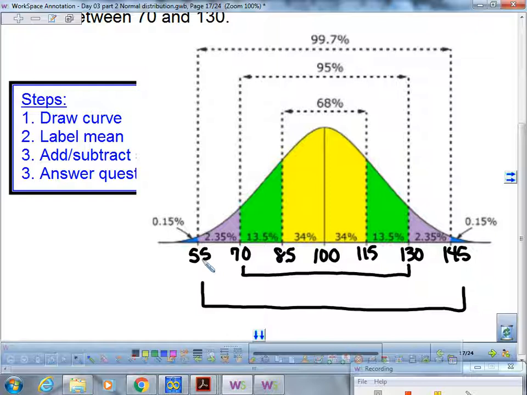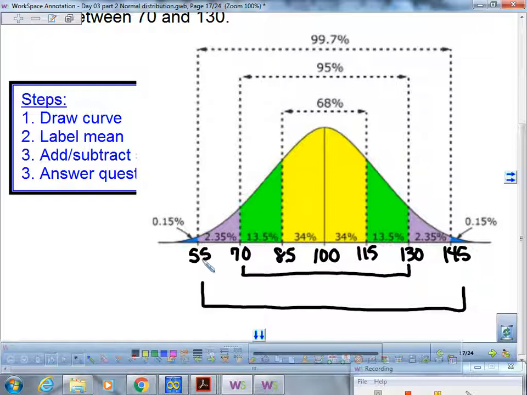Anybody above a 145? That's only 0.15% of our population, which is super small. So we don't even go any further. Why would we go 4 standard deviations? You know what I mean? Like, that's such a little tiny tail.